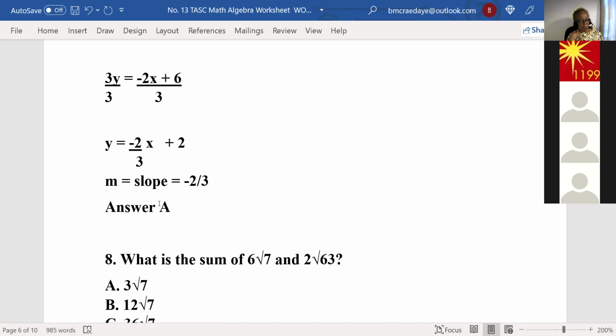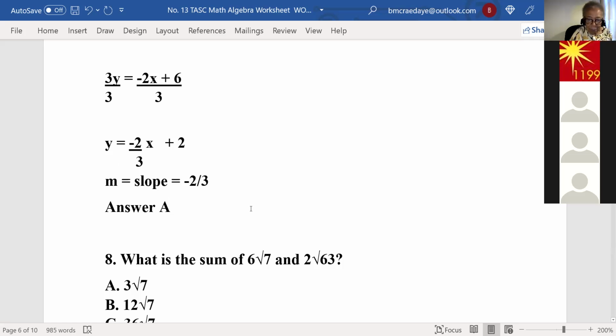So when you see something like this, you want to get it in the y equals mx plus b formula. So what you end up with is the coefficient of the x, and that's the slope, minus 2/3.